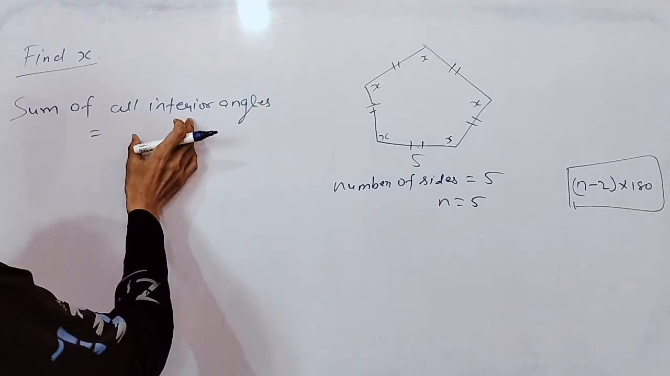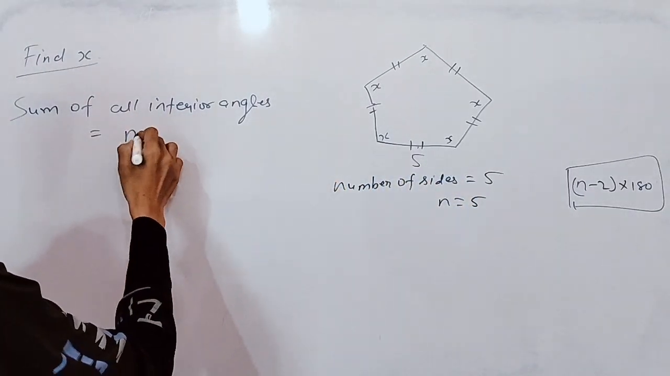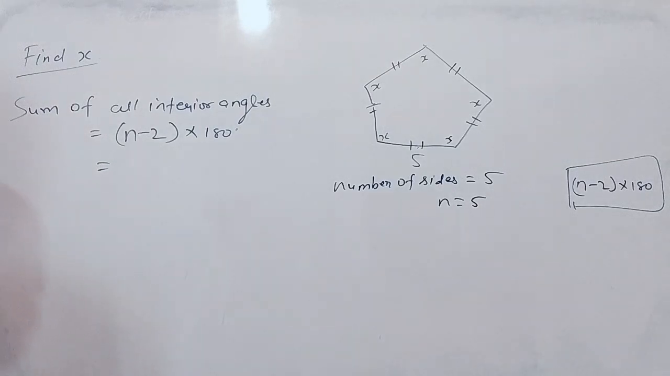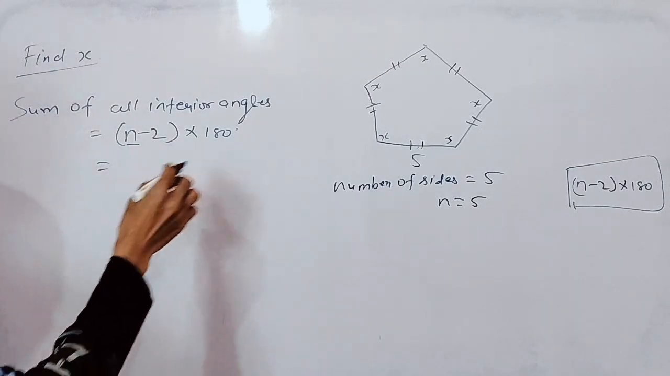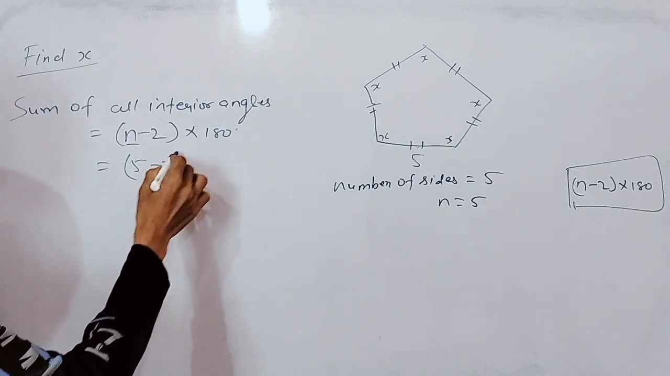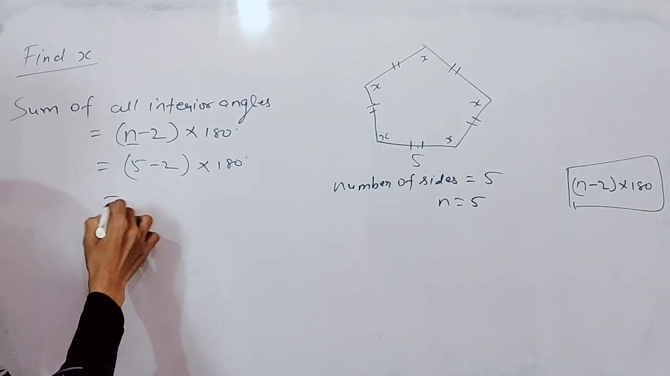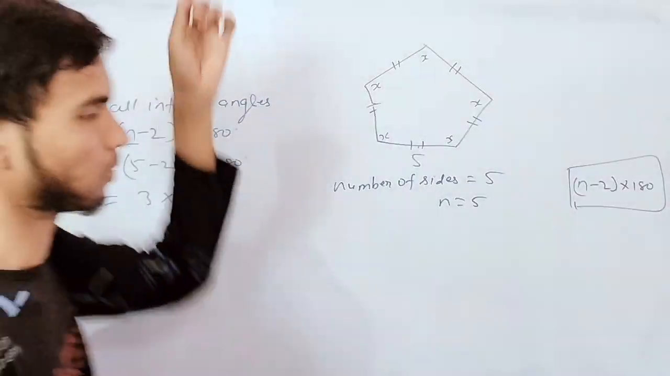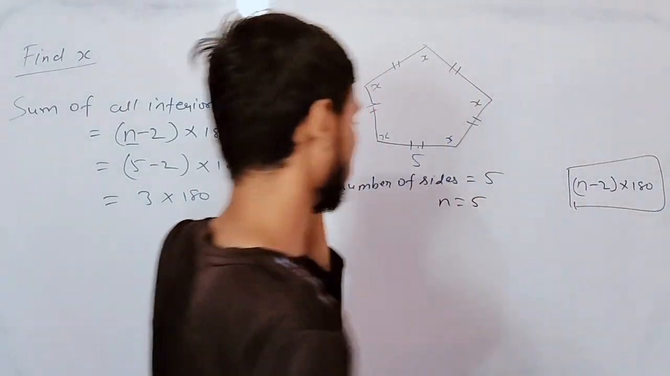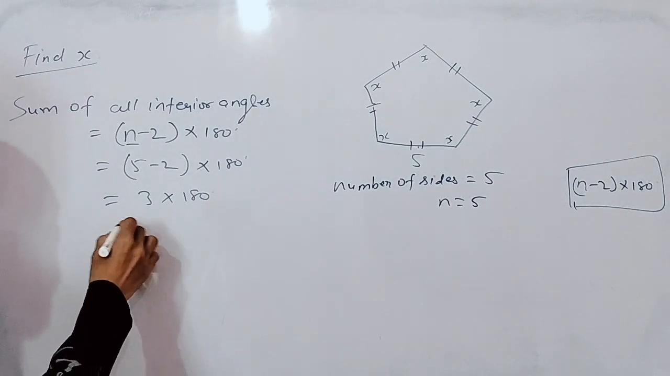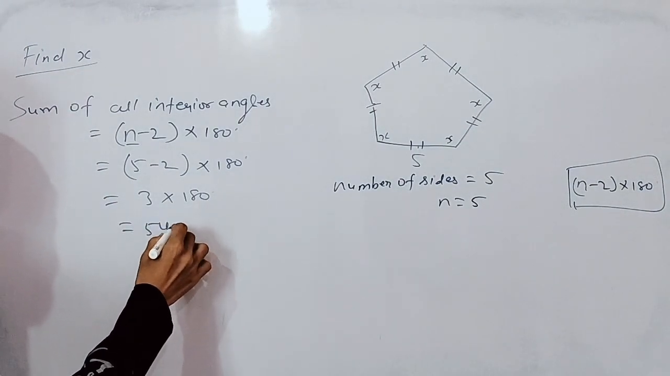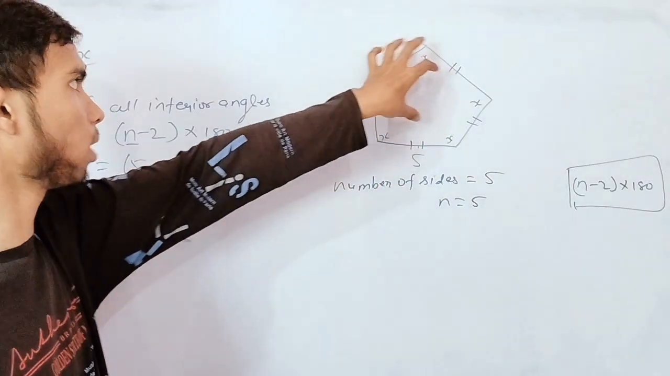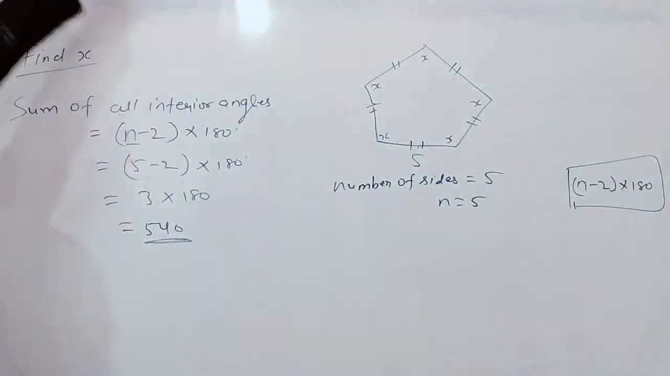To find this, we will use that formula: the number of sides, which is 5, minus 2, multiplied by 180. Here we are getting 3 multiplied by 180, which is 540. It is the sum of all interior angles inside this.